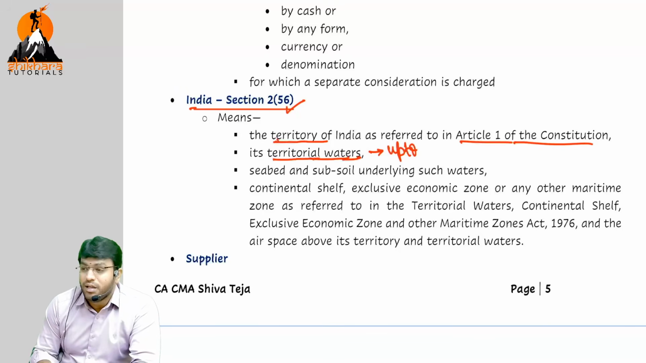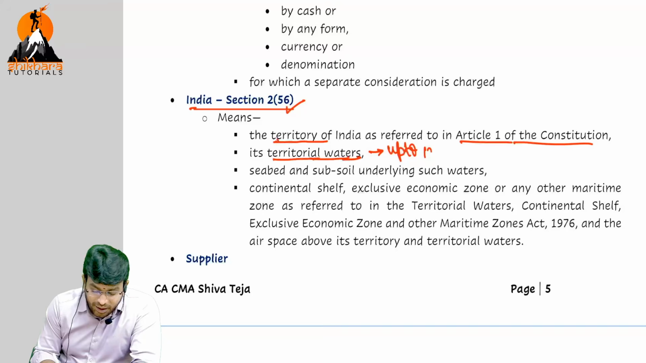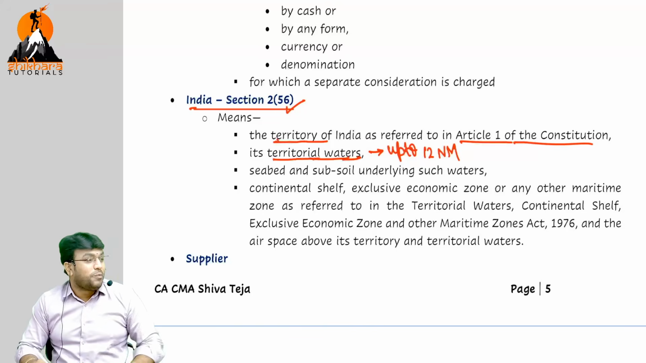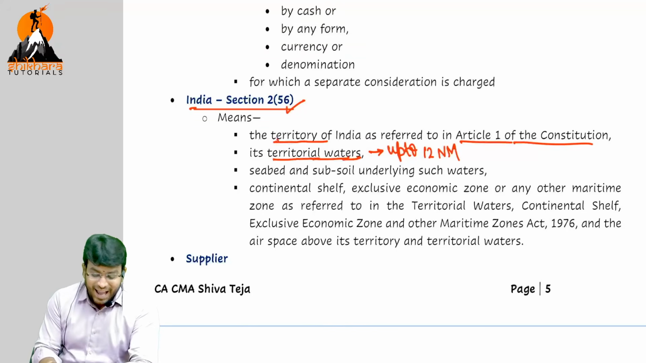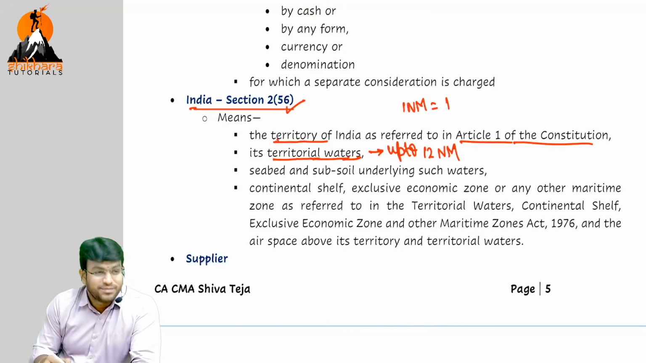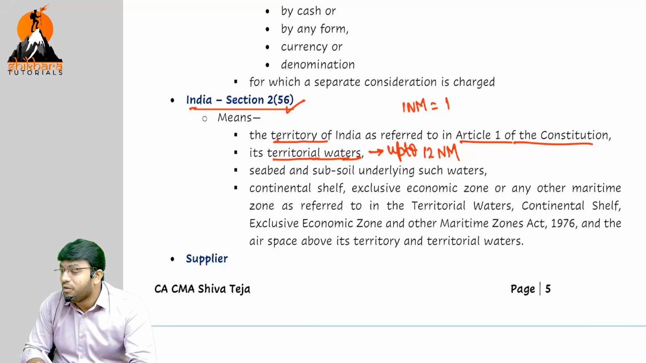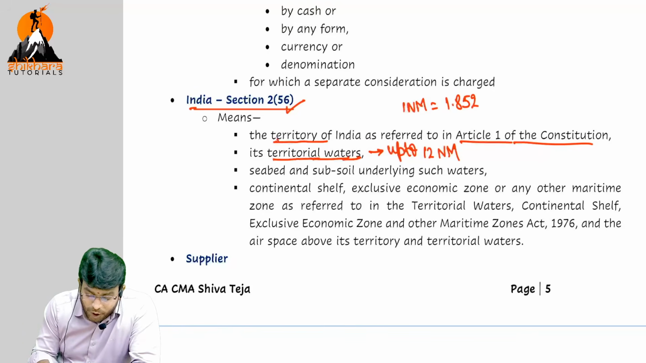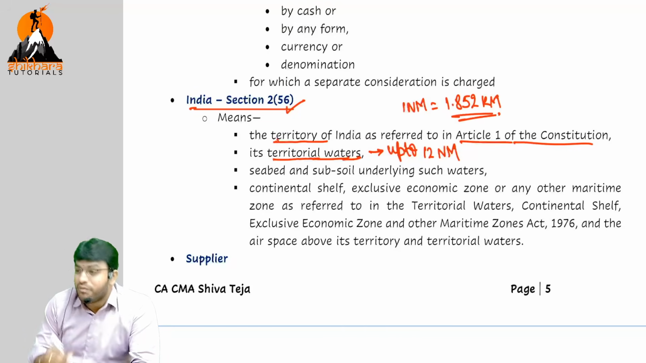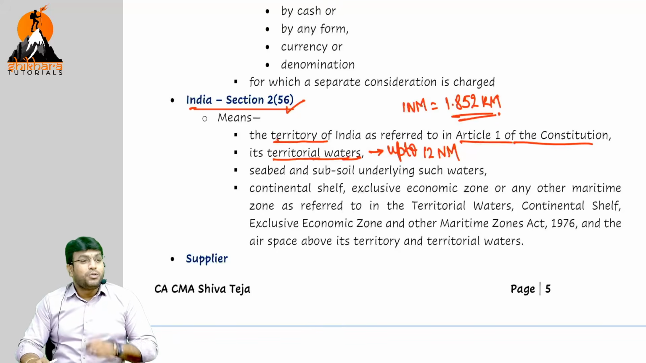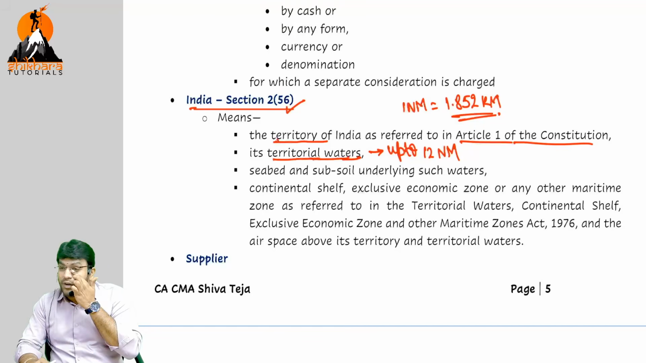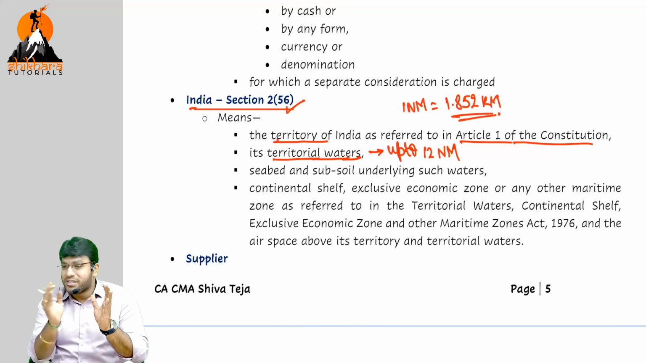Up to 12 nautical miles. Good. How much is 1 nautical mile? It is 1.852 kilometers. So up to 12 nautical miles, we treat it as a part of India. And 12 nautical miles we measure from the baseline. Baseline is the line where the land ends and water begins.